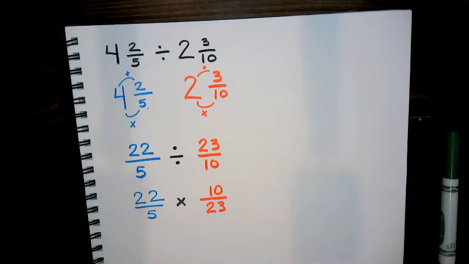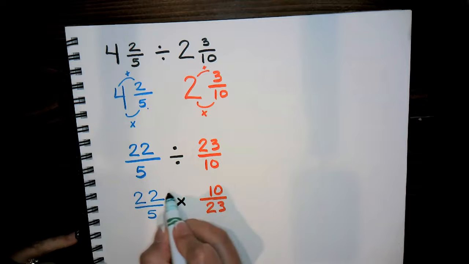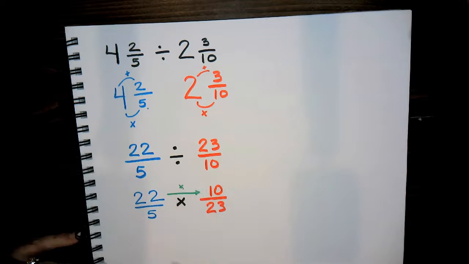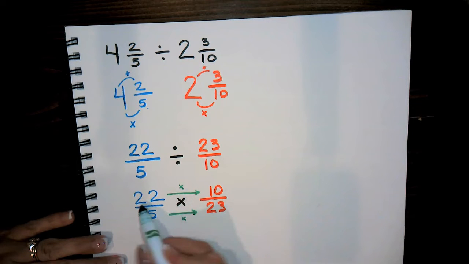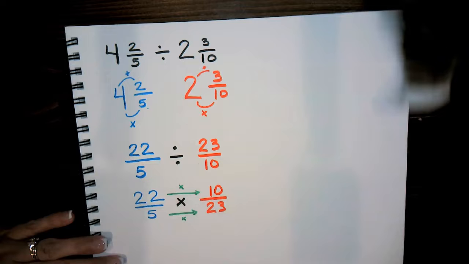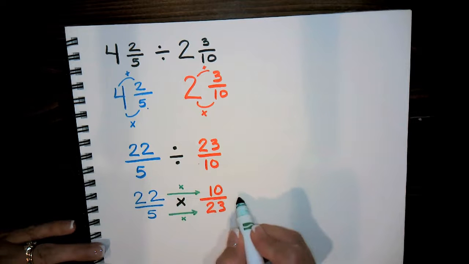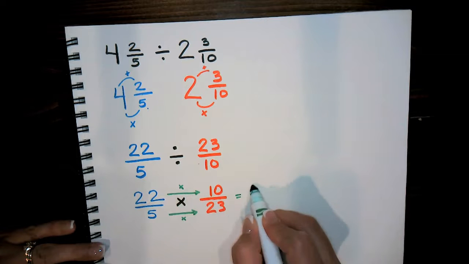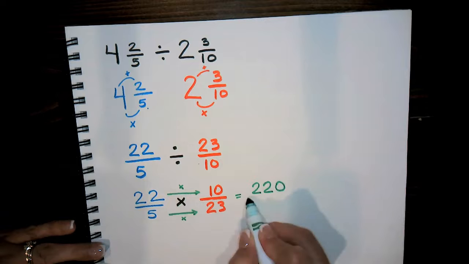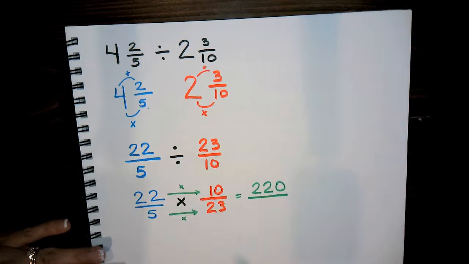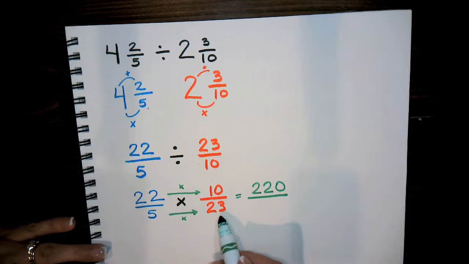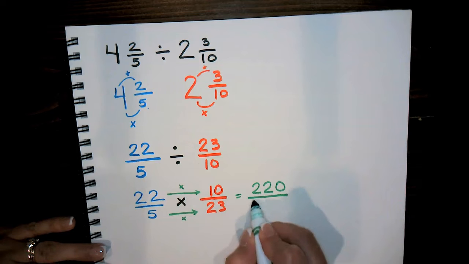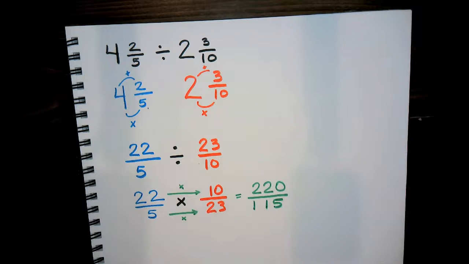Okay. Now, when we multiply across the top and we multiply across the bottom, 22 times 10 gives me 220. And then 5 times 23 will give me 115.